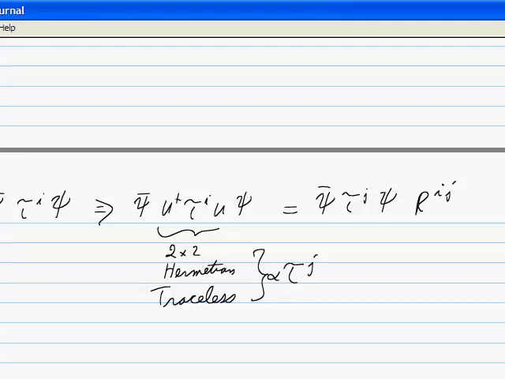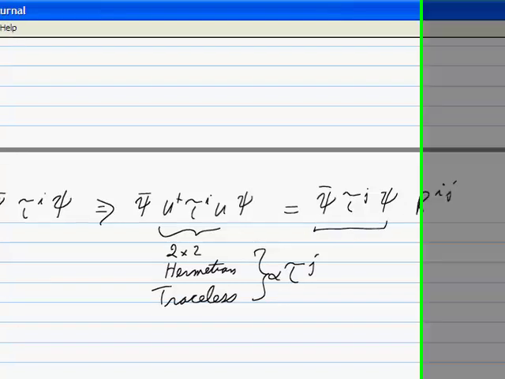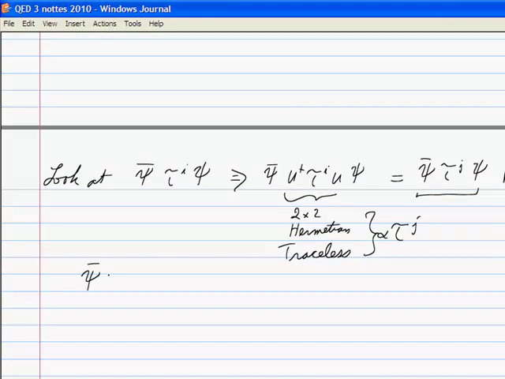So this ends up transforming not as an invariant, but as sort of a vector. So psi bar tau i psi goes to psi bar prime tau i psi, which is R_ij psi bar tau j psi.